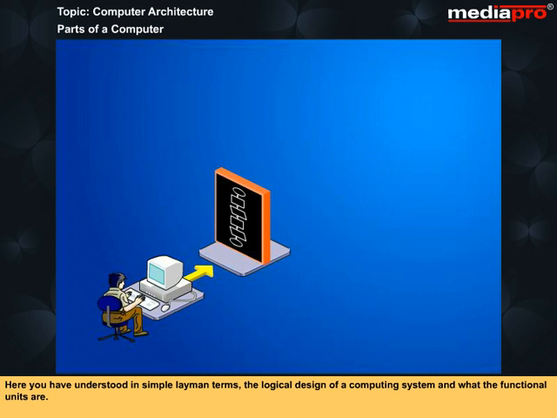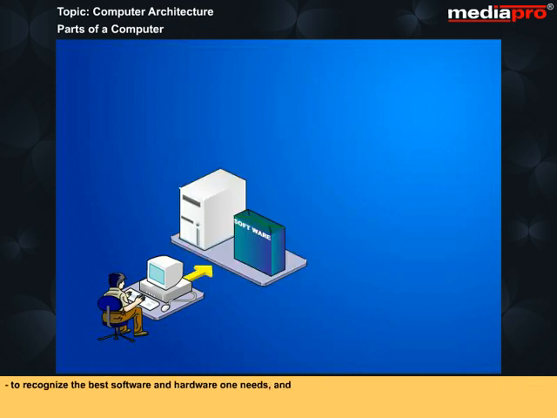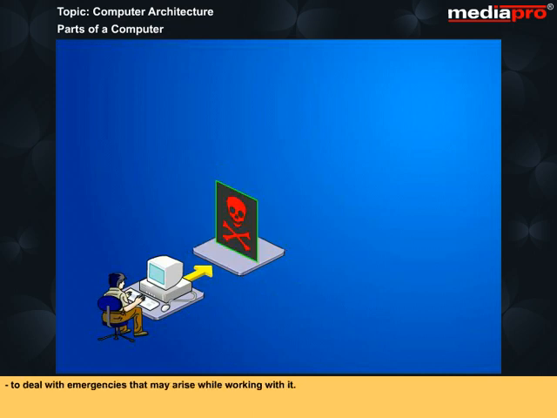here you have understood in simple layman terms the logical design of a computing system and what the functional units are. The more one understands the computer, the better equipped one is to realize the potential of the machine, to recognize the best software and hardware one needs, and to deal with emergencies that may arise while working with it.